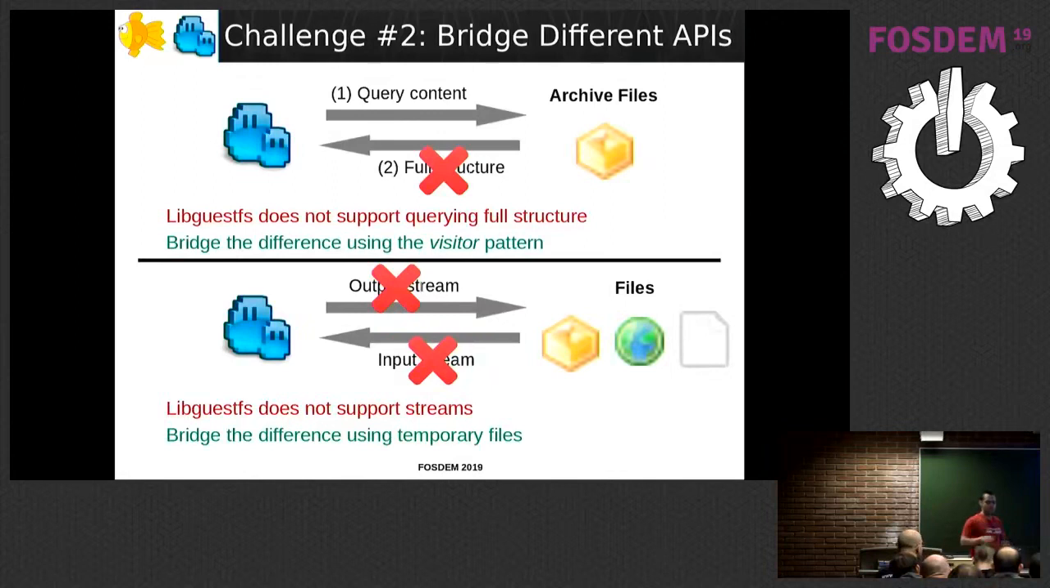This is another step, but it is not that bad because the temporary files are local files. Ideally we should change the binding of libguestfs to support streams. That will solve that problem.